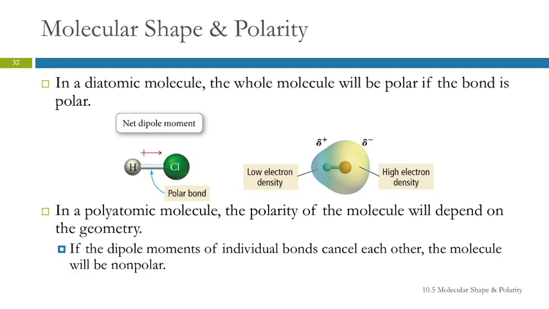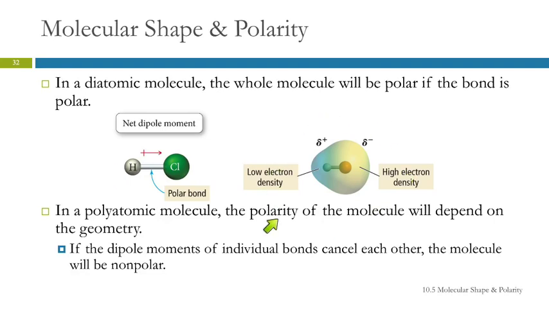So if we have a simple molecule, just two atoms, a diatomic molecule, there's only one bond, and if that bond is polar, then the molecule is polar as well. We can depict it this way with an arrow pointing towards the more electronegative element with a plus sign at the other end. That indicates that this chlorine end of the molecule will have a slight negative charge.